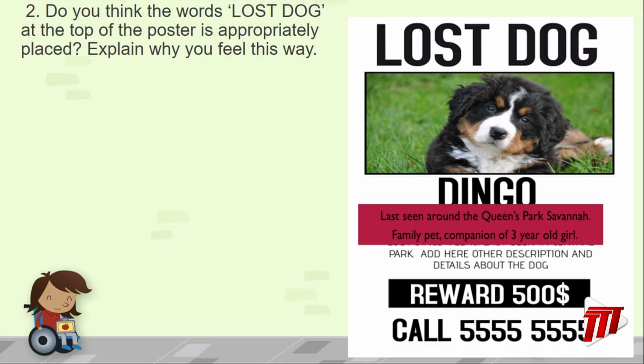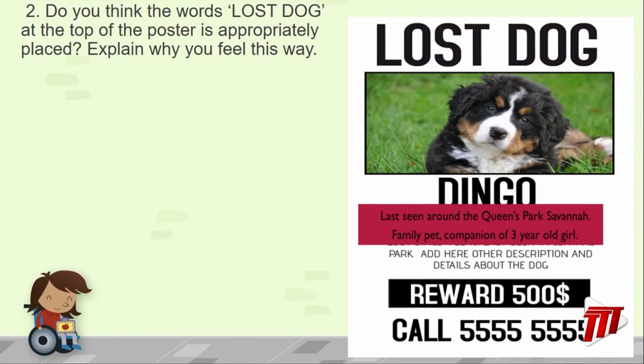In your lessons on media and information literacy, your teacher would have taught you that different techniques are used in creating graphic text. Some of them include placing words in larger bold print so that they stand out or create a visual impact that easily catches the reader's eye. If we look at our poster, we would see the words lost dog is written in big bold letters at the top. This is done to create a visual impact, to catch the reader's attention. So someone looking at it immediately would see lost dog.